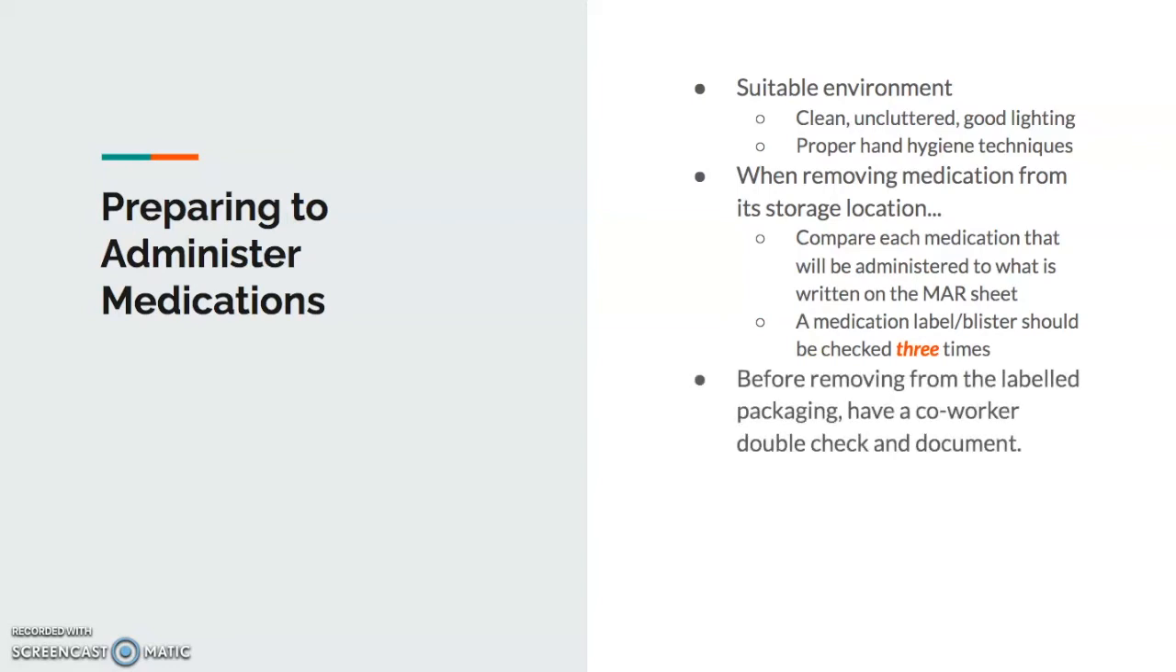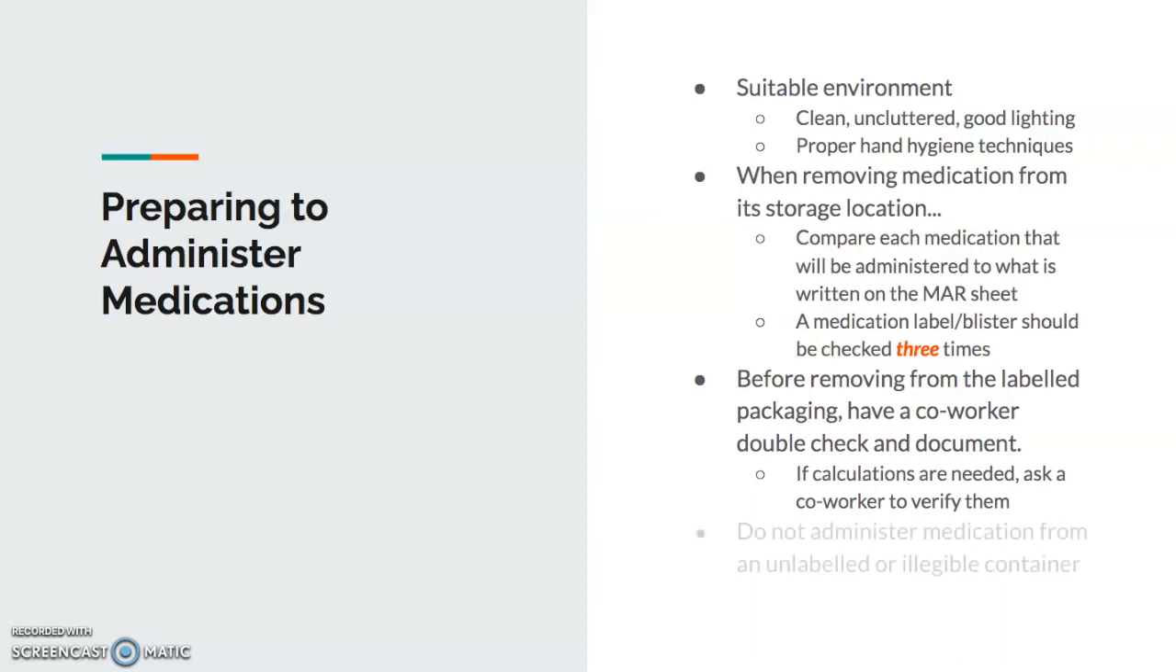Before removing from the labeled packaging, have a coworker double check and document. You want to make sure dosage calculations are accurate, so you always need to engage another coworker to double check your math whenever calculations are necessary. Additionally, we don't want to administer medication from an unlabeled or illegible container. We always want to be sure of what we are giving to our clients so that we can keep them safe.